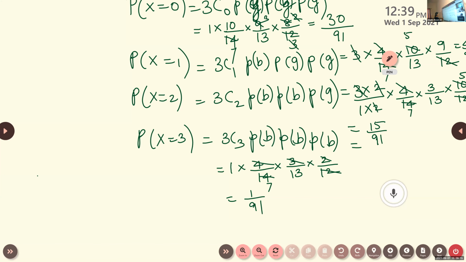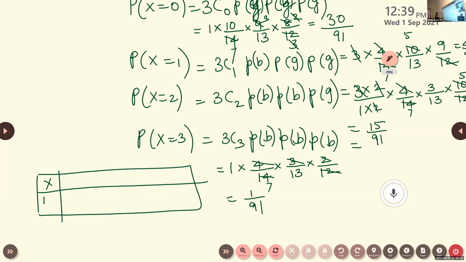Then draw the probability distribution table. So 0, 1, 2, 3. For 3 it is 1 by 91, for 2 it is 15 by 91, for 1 it is 45 by 91, and for 0 it is 30 by 91. If the probability table is correct, when you add up, you will get the probability values equal to 1. So we get the total of the probability distribution as 1.